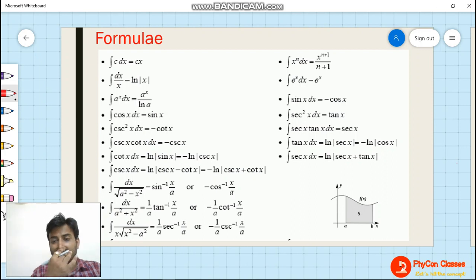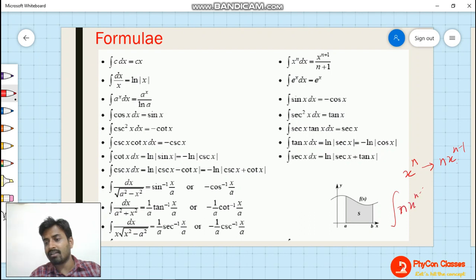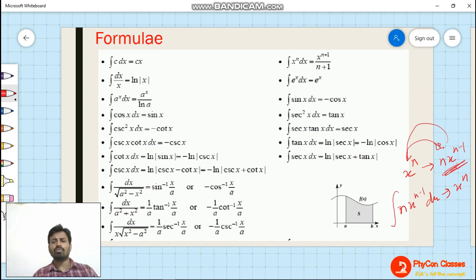Okay, see, actually the thing is, differentiation and integration, they are just reverse of each other. See, in differentiation we have seen x to the power n, differentiation is n x to the power n minus 1. That means if you integrate n x to the power n minus 1 dx, it will give you x to the power n. Just opposite. Understand? If you integrate n x to the power n minus 1, you will get this value. That is the relation between differentiation and integration. They are just opposite. Okay. Now let's move on and try to solve some problems.